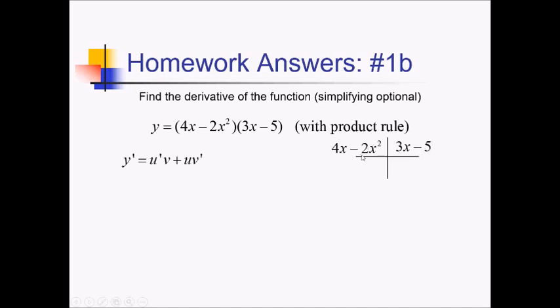Down below we've got their derivatives, u prime and v prime. U prime, that's going to be 4 minus 4x. And then v prime, that's just going to be 3. Doing our ribbon now, we've got 4 minus 4x in parentheses times 3x minus 5 also in parentheses, plus parentheses 4x minus 2x squared times 3. And again, no simplifying required, so I'm not going to simplify this, but I could if I wanted to.